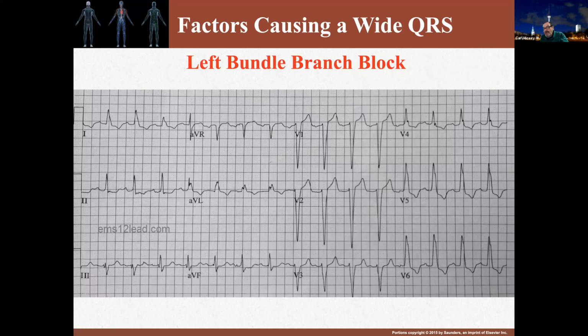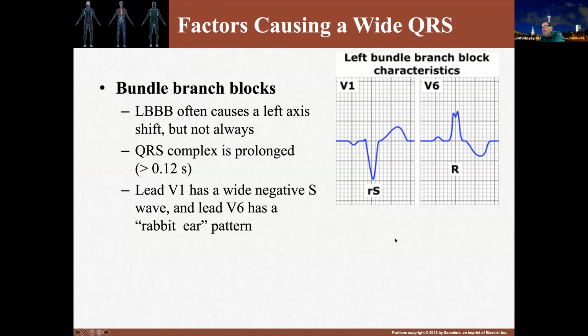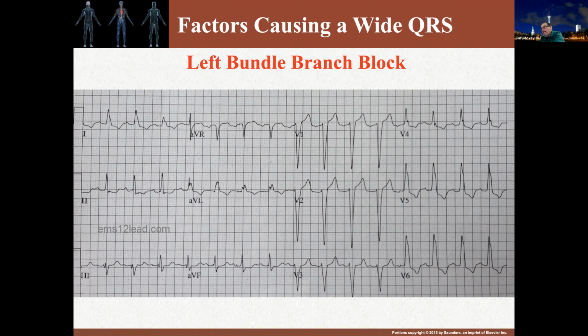And here is a tracing of 12 lead of a left bundle branch block. And it's not as evident in that. First off, note V1, okay? So quite that deep S wave there. But notice in V6, that second little spike there, which is indicative of that rabbit-ear appearance that you see.